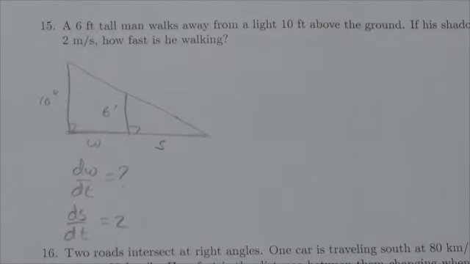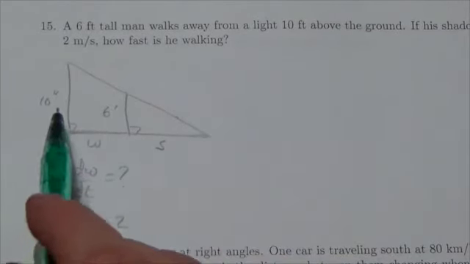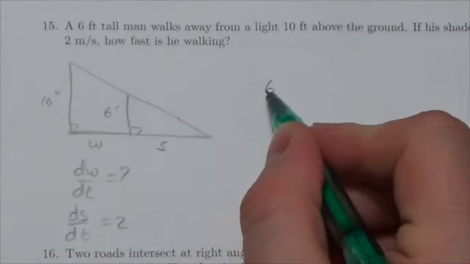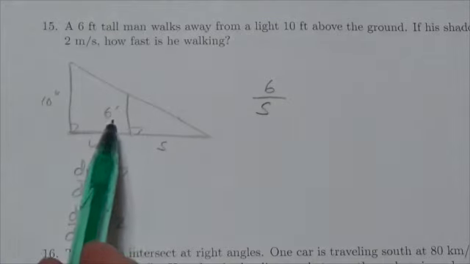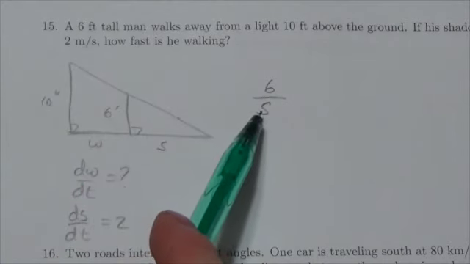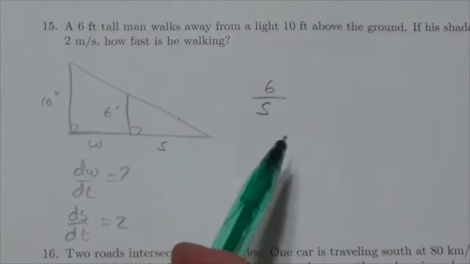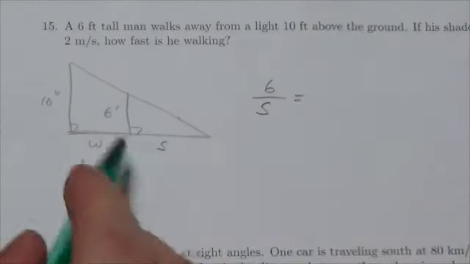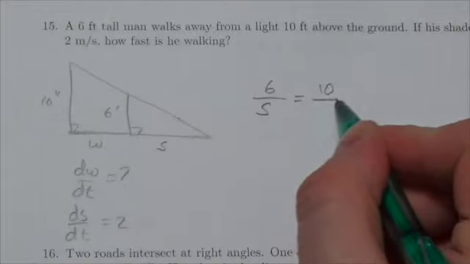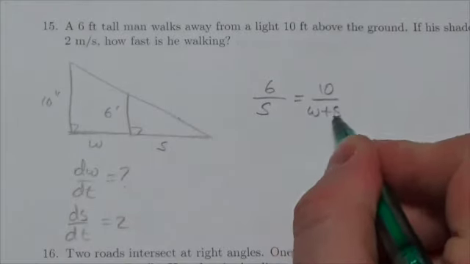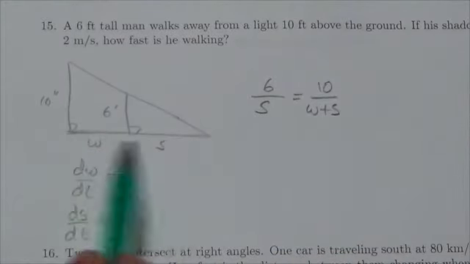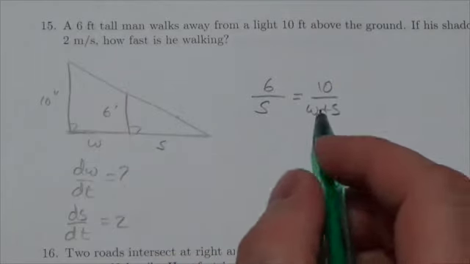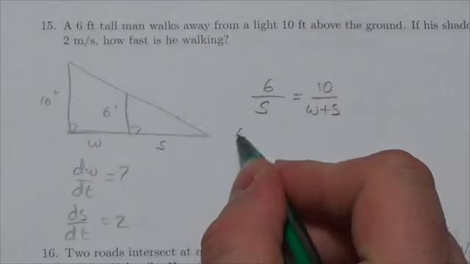Now, the relationship that we can build here is that 6 to S, and I can throw the 6 into the equation that I'm building because 6 is a constant. His height doesn't change during this process. 6 over S is going to equal 10 over W plus S, the entire bottom part here. This is a very straightforward little proportion. We can use cross multiplication here to simplify this.